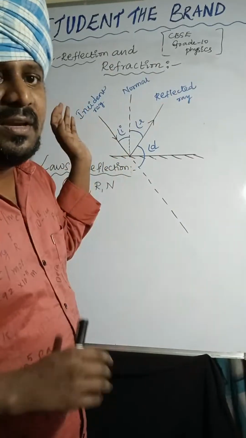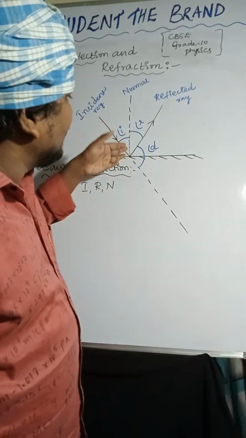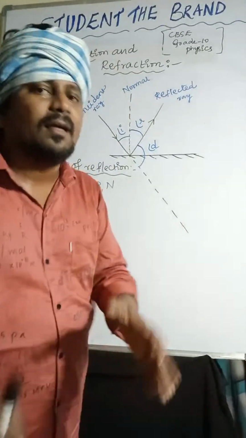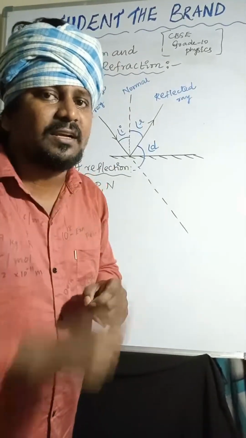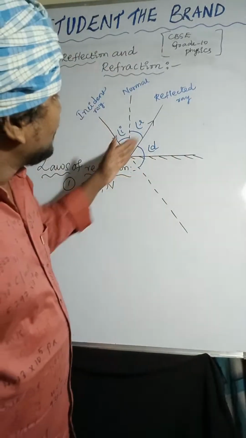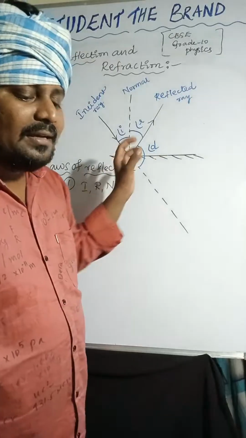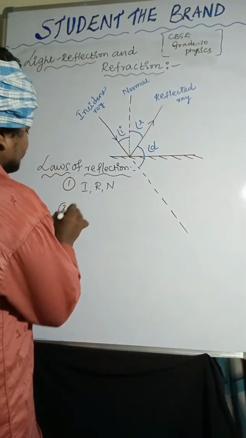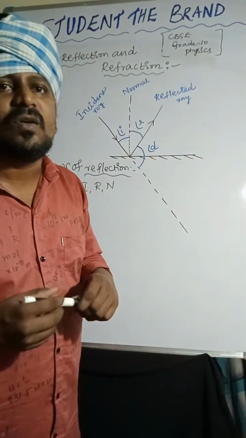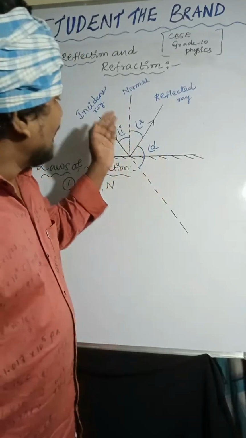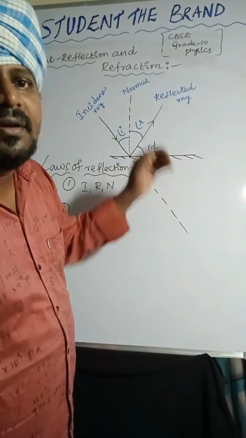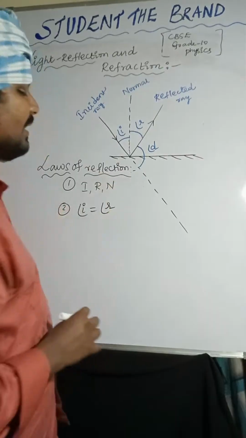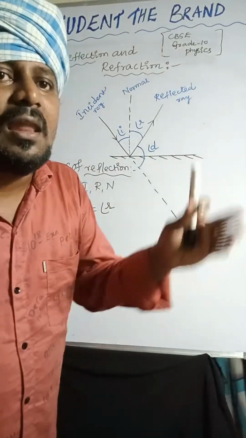Listen carefully, this is very important. The incident ray, reflected ray, and normal line lie in the same plane. That is point number 1. Point number 2: angle of incidence is equal to angle of reflection. These two are the laws of reflection.